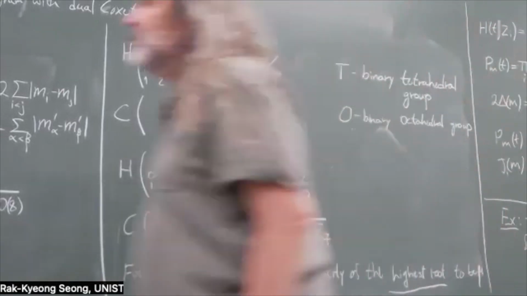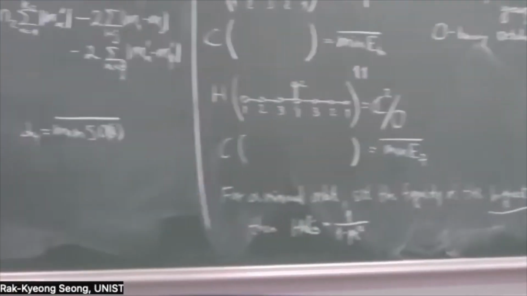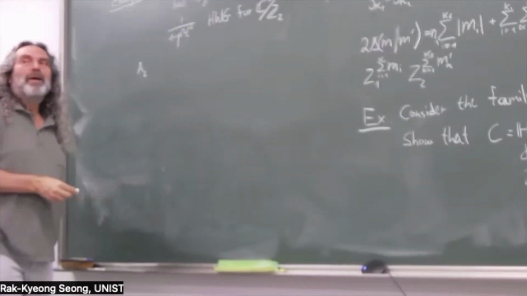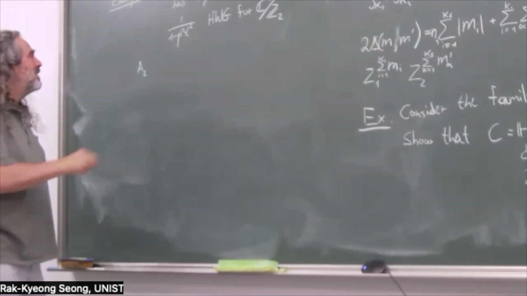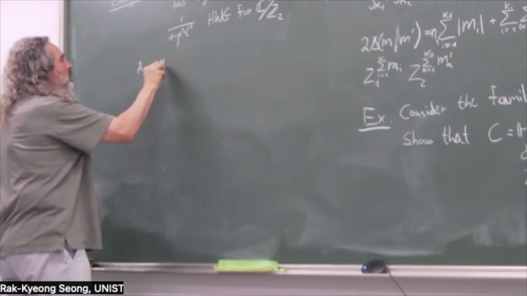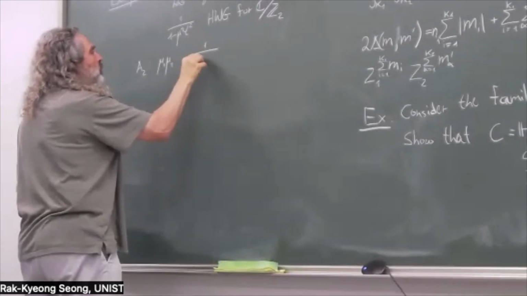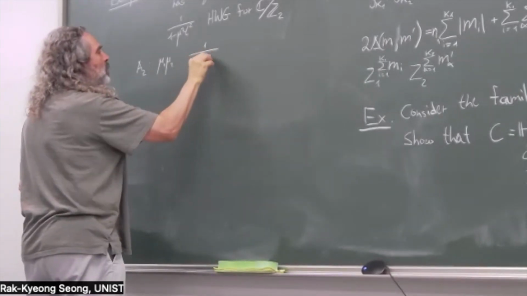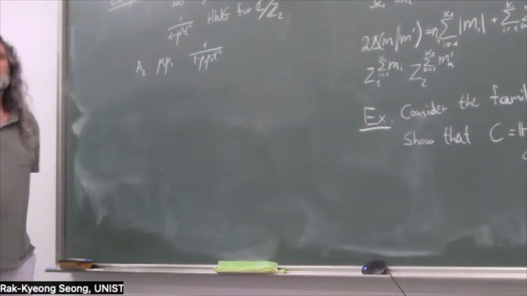Another example, let me take A2. What's the highest weight fugacity for the root? You need 1, 2. mu1, mu2. Exactly. And therefore, the expression will be 1 minus mu1, mu2, is 2. So if we add to 1,1.